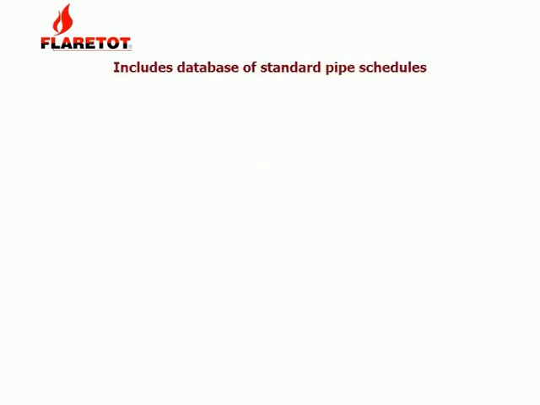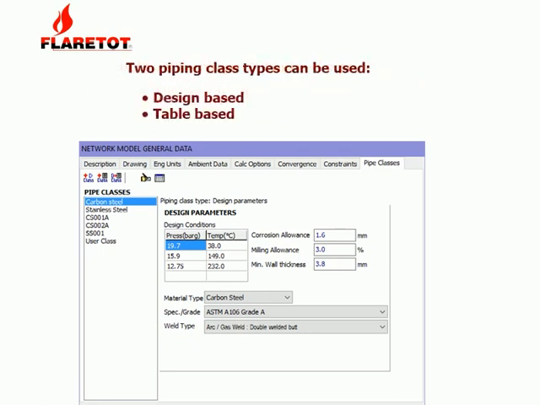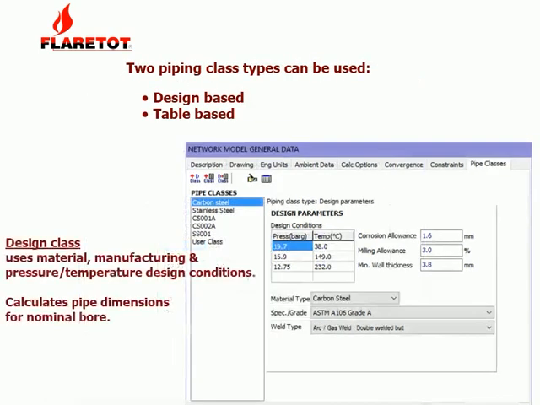Flaretot includes a database of standard pipe schedules. In addition, any number of piping classes can be defined, which allow for automatic selection of pipe dimensions. Two types of piping classes are available. The first is a design class, specified from material, manufacturing data, and pressure, temperature design conditions. This class calculates pipe dimensions for any given nominal bore.